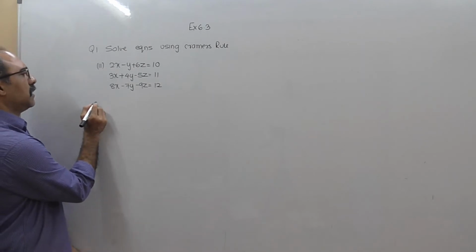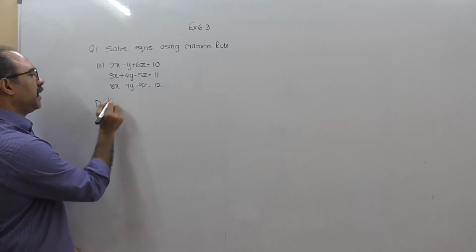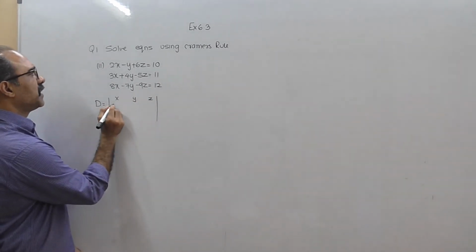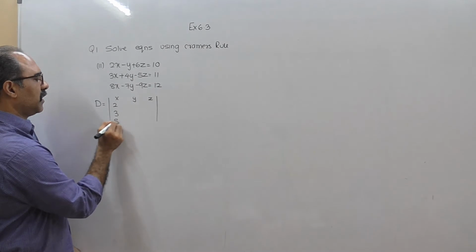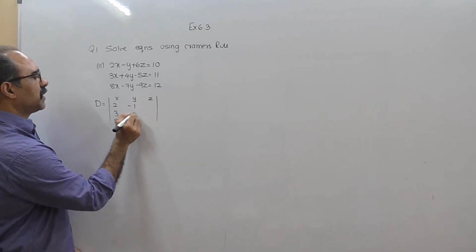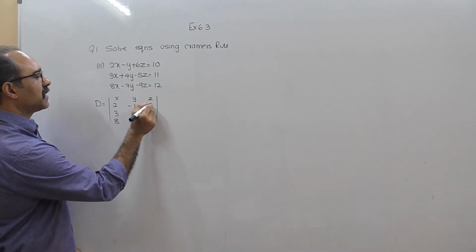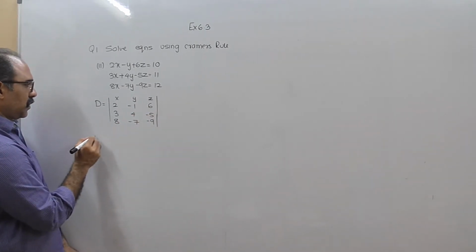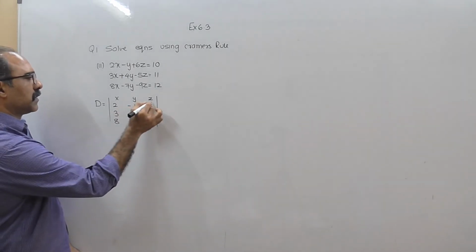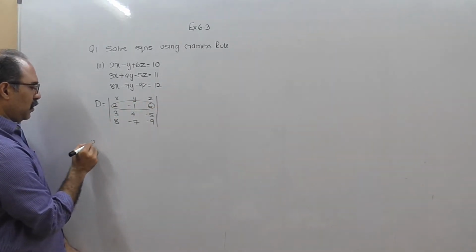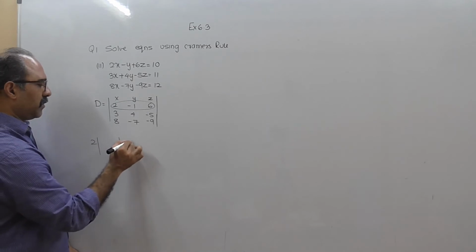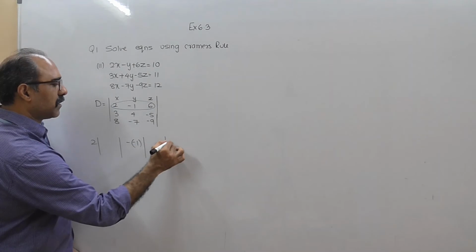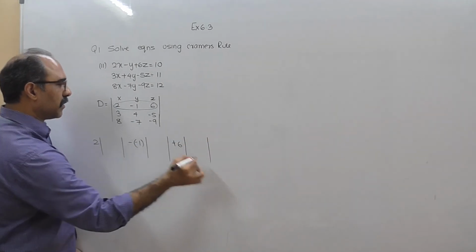Let's start. D equal to, write the coefficient of x, coefficient of y and coefficient of z. This is 2, 3, 8, minus 1, 4, minus 7, 6, minus 5, minus 9. So open up. 2, determinant, minus 1, determinant, plus 6, determinant.